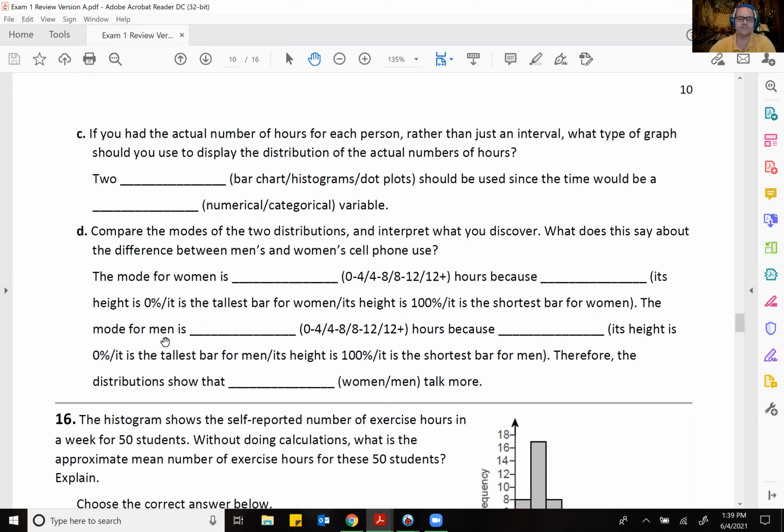So the next one says the mode for men, we said was 0 to 4. And because its height is 0%, it is the tallest bar for men. Its height is 100%. It is the shortest bar for men. So yep.